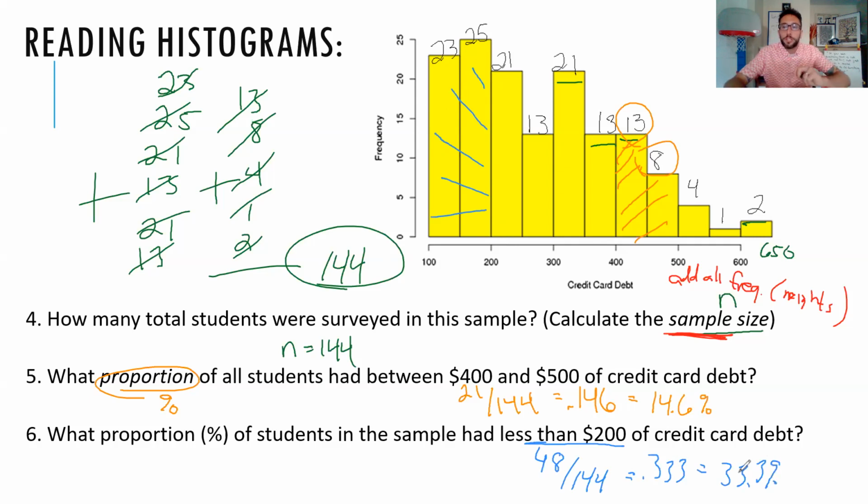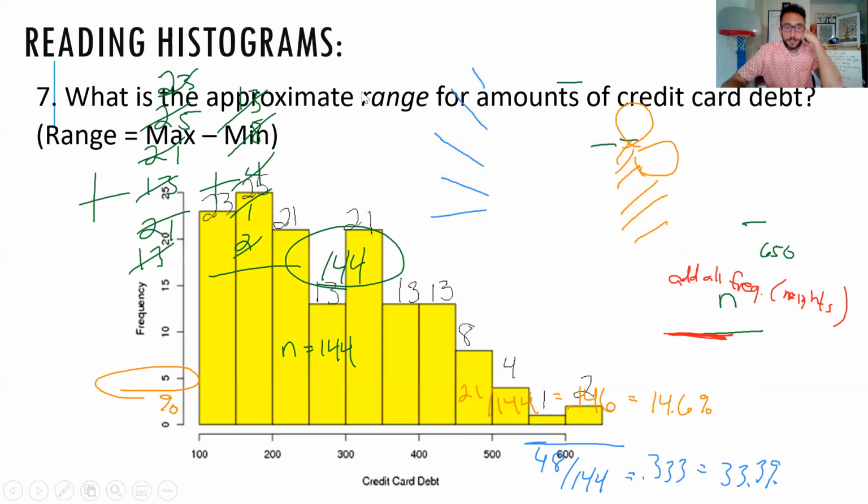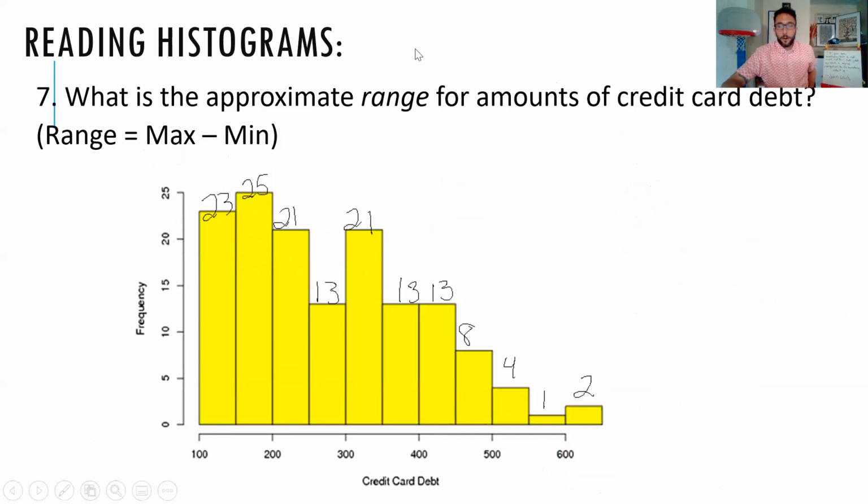So no big deal, right? Just some basic reading of histograms. And you'll see, again, some of this in your summer assignment. Next up, almost there. I think we just got 7 and 8, and then that's it. All right, now we get to the tough ones, maybe.